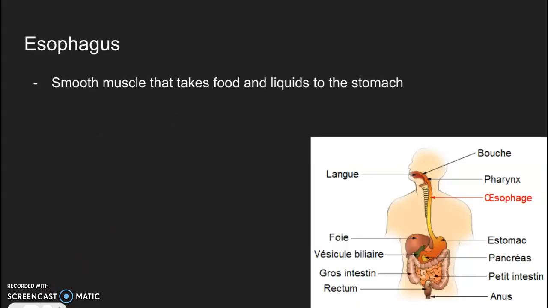So the next part of the digestive system I want to talk about is the esophagus. The esophagus is a smooth muscle that transports food and liquids into the stomach. So our food gets chewed up, mashed down, and goes down our esophagus and into our stomach.